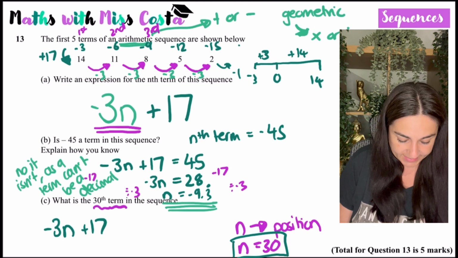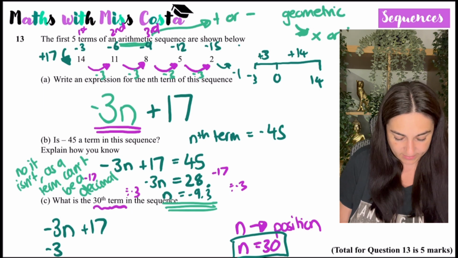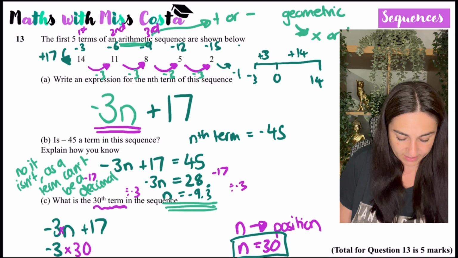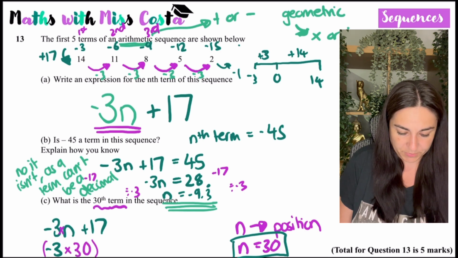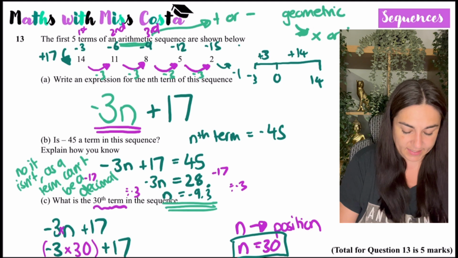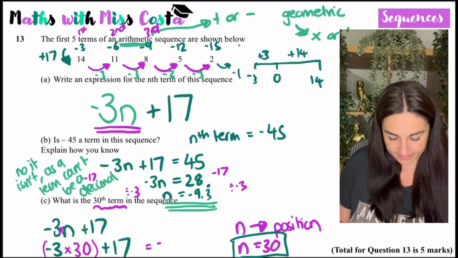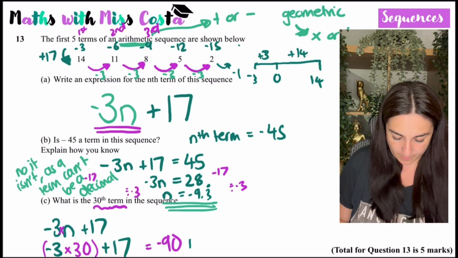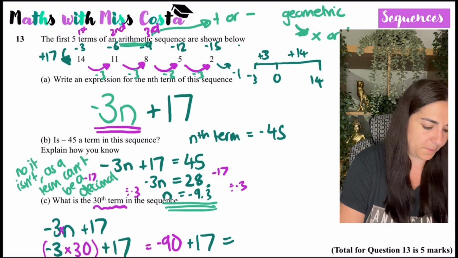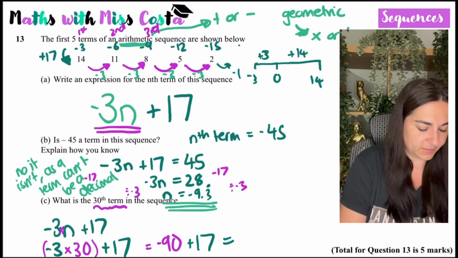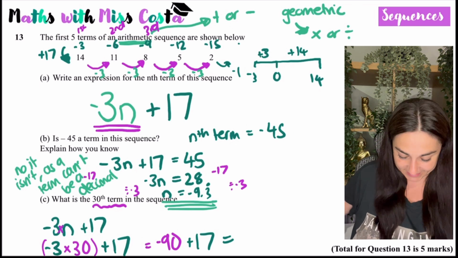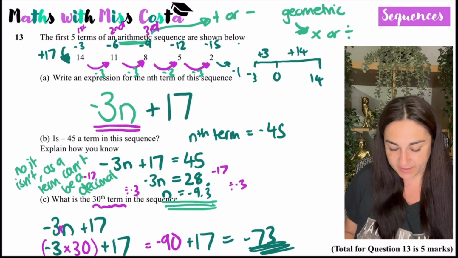So if n is 30, that would become -3. And what does -3n mean? It means -3 times by n. So it becomes -3 times by 30. And I'll just put that in brackets, plus 17. So -3 times by 30 is -90. And then -90 plus 17 is going to give me -73. So the 30th term is -73.